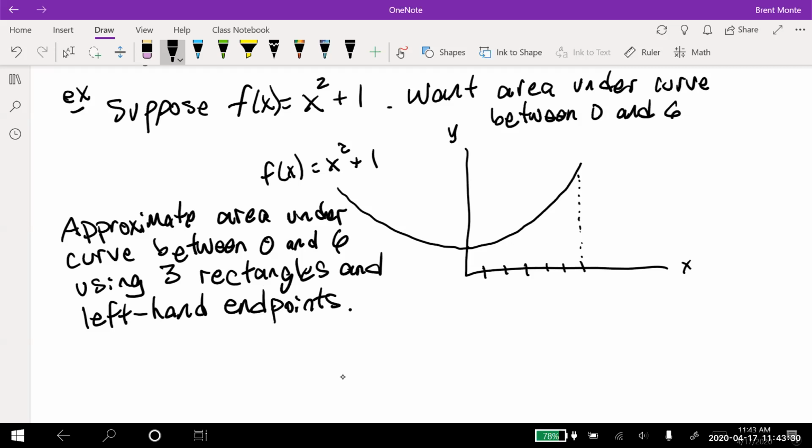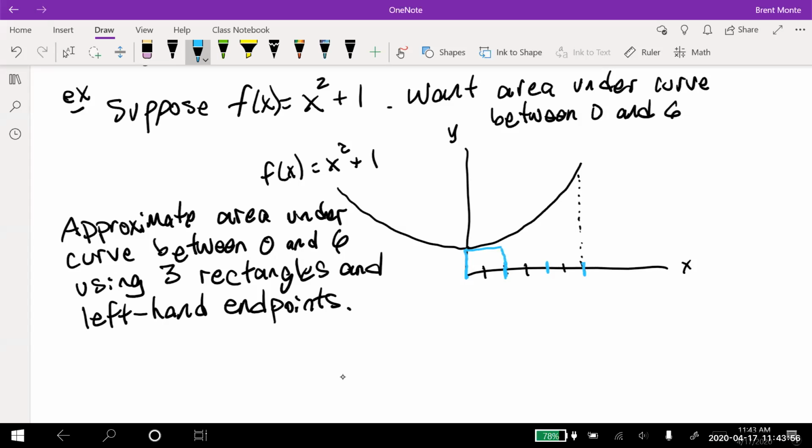Let me draw what I'm talking about. I need 3 rectangles. So one rectangle is going to stop here. One rectangle is going to stop here. And the other one's going to stop here. So it starts here and it ends here. I'm using the left-hand endpoint, so I'm going to go up on the left-hand side till I hit the curve, and then I'm just going to make it a rectangle.